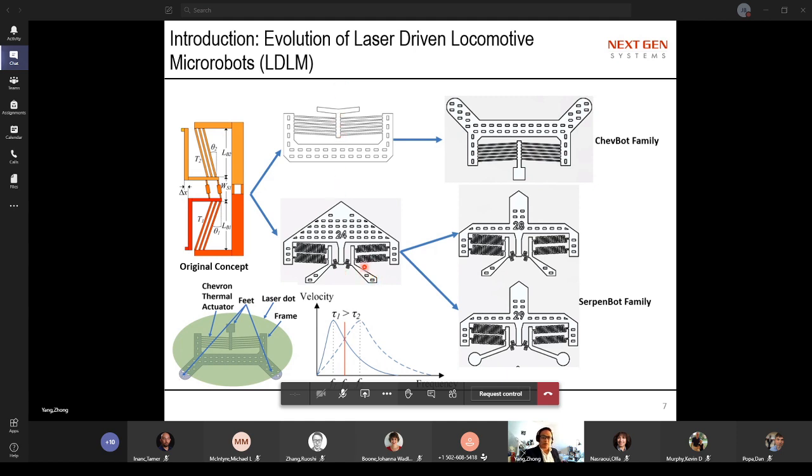If we want to make a microrobot with controllable behavior, I came up with the idea to design a differential actuator to drive this microrobot to make a turning behavior. We will discuss these things in more detail later.